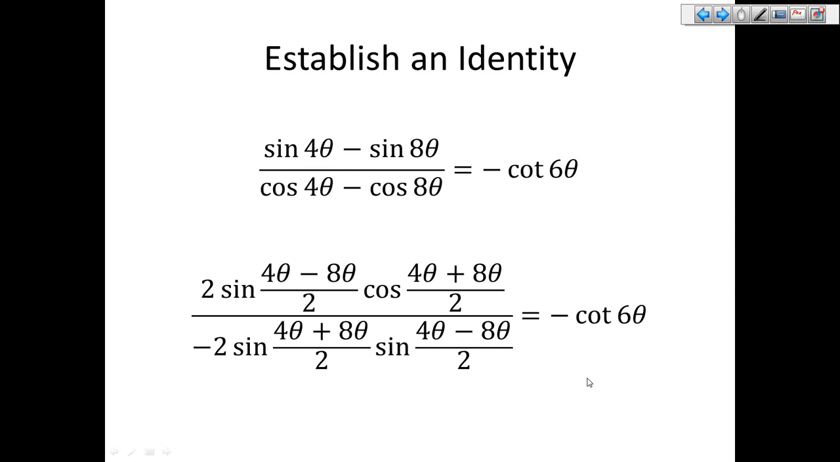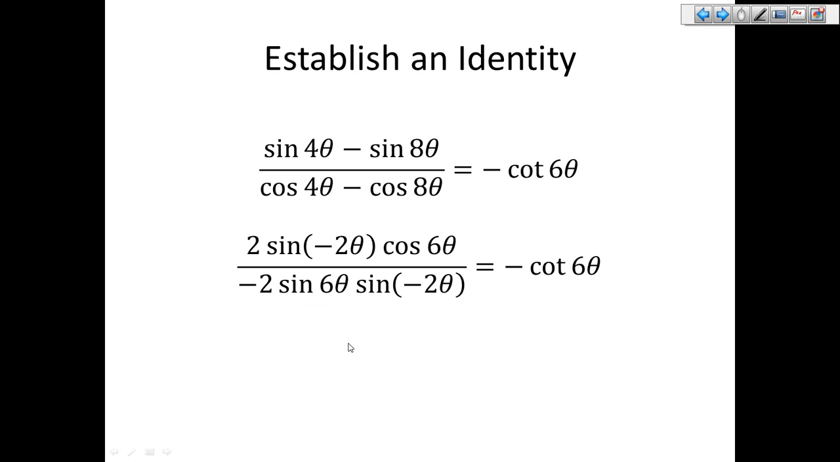So now let's establish this identity. Now this one gets pretty hairy because these equations start out pretty big and then we do some simple simplification to get them easier. It looks scary, I'm not going to lie, it does. So I go ahead and I plug in my 4 theta as my alpha, my 8 theta as my beta, and I'm going to simplify.